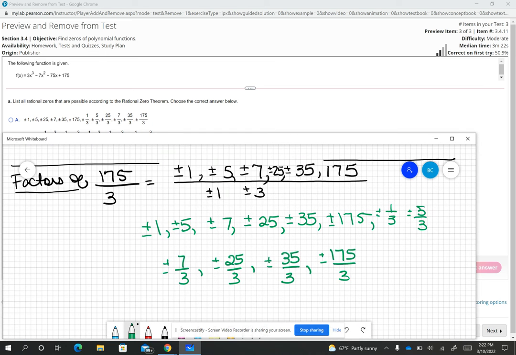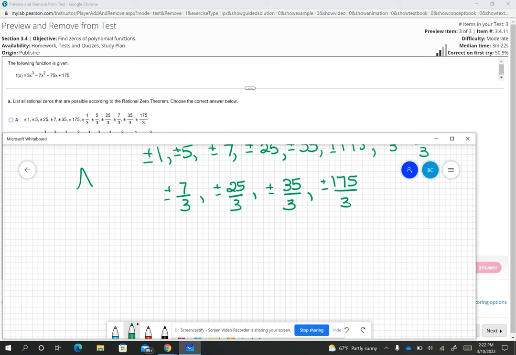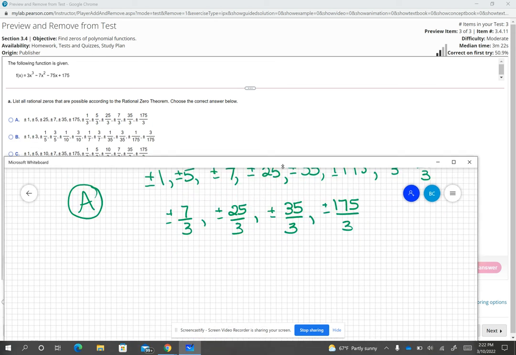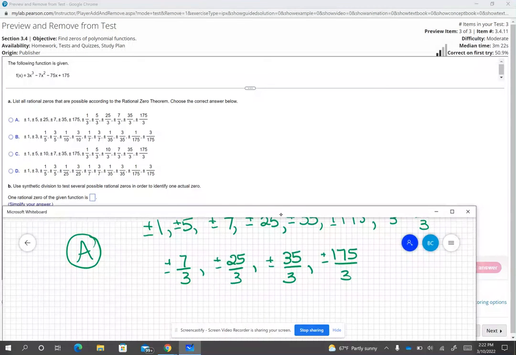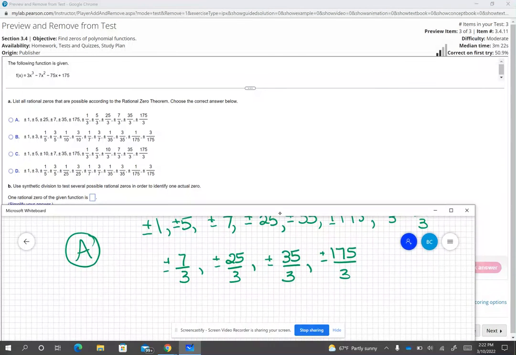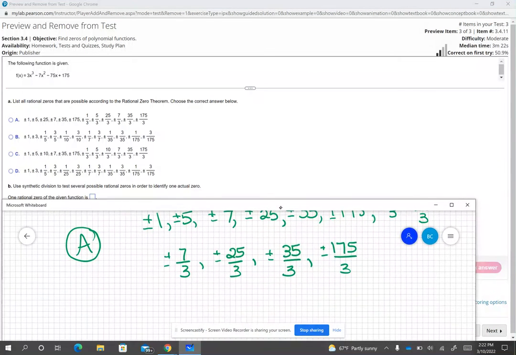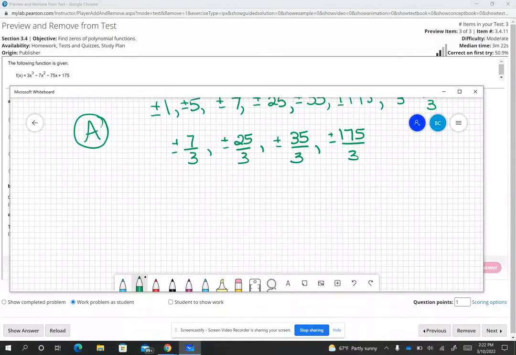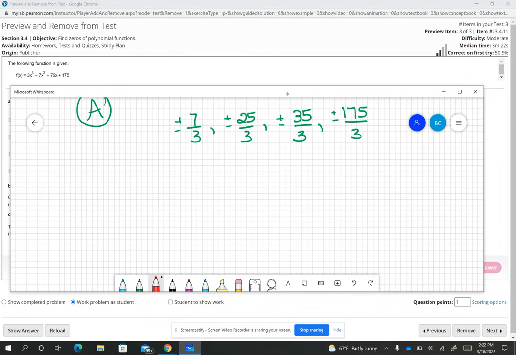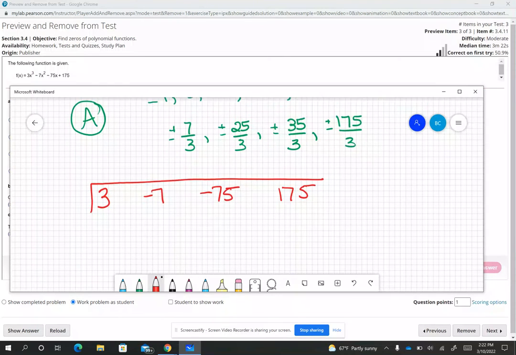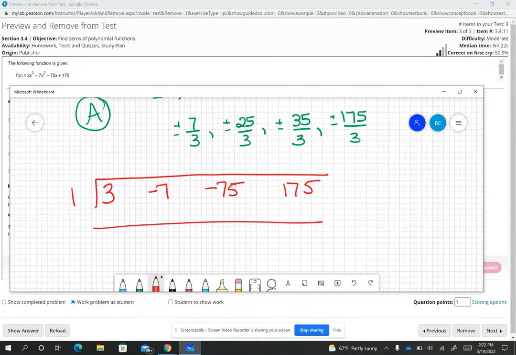So that's our first part, answer choice A. And then this next part says use synthetic division to test several possible rational zeros in order to identify one actual zero. So this is where I'm actually going to start dividing. And I have 3, negative 7, negative 75, and 175. And then I'm going to pick a number from my list. I'm going to do positive and negative 1. So I'll do that real quick.